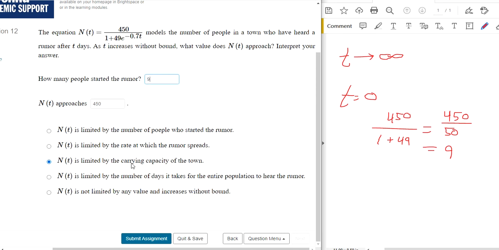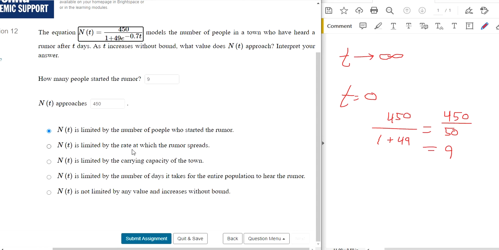n of t is limited by the carrying capacity of the town. It's not limited by the number of people who start the rumor, okay? Because you could have had the number 60 here, or 70 here. It doesn't change the limit, right? As t goes to infinity, even if that number was 700, which wouldn't really make much sense, the e to the negative 0.7 t goes to 0. So it would multiply and make this be 0. So it's not limited by the number of people who started the rumor.